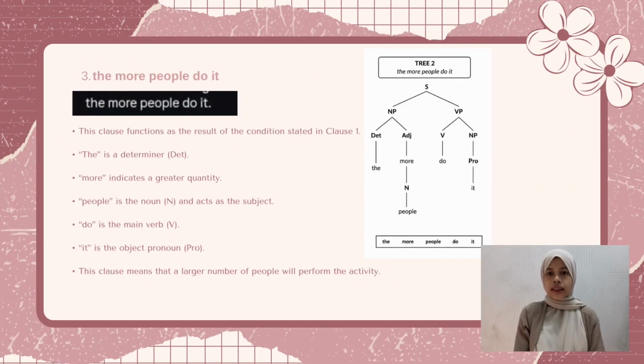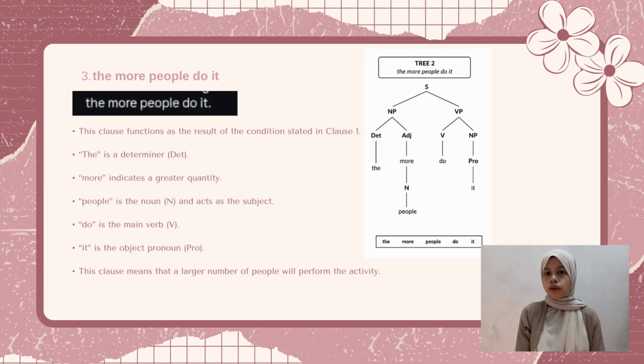Next is the second clause, which is "the more people do it." For the second tree diagram, this clause also contains a noun phrase and a verb phrase. In the noun phrase, "the more people" functions as the subject. The verb phrase consists of the verb "do" and the object pronoun "it." This clause shows the result of the condition mentioned in the first clause. It means that when an activity becomes easier, a greater number of people will perform it.